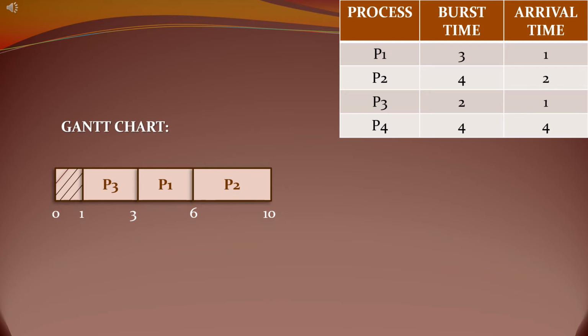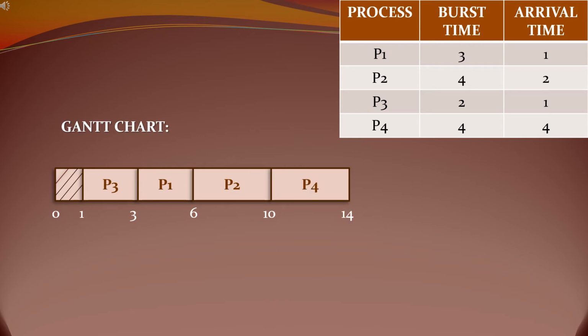Now at the time 6, we have to check which processes are arrived. So P2 and P4 are already arrived in the ready queue. Again, we have to check the burst time here. So both the processes P2 and P4's burst time is same here. Now we have to check the arrival time of those. As the arrival time of P2 among those is short, so P2 will be executed here. As the burst time of P2 is 4, so completion time of P2 is 6 plus 4 equal to 10.